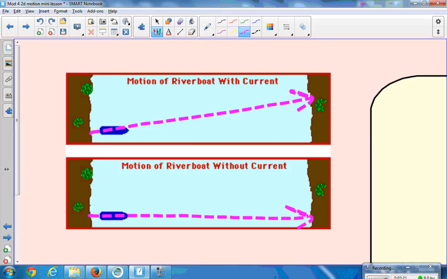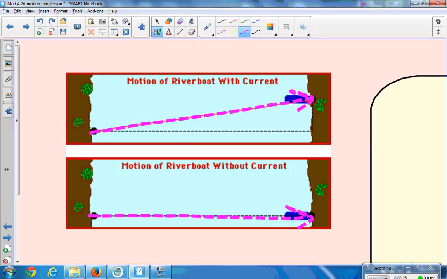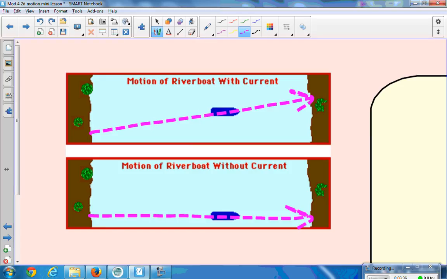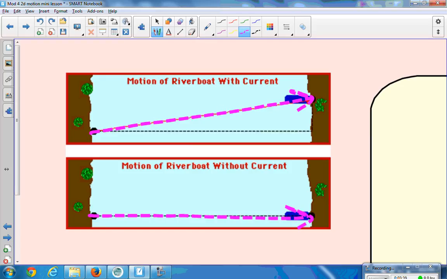The top one with the current seems to have traveled more distance. That's true. That's interesting. So its speed along the line was faster because the current added to that. But notice that they got across the river at the same time.